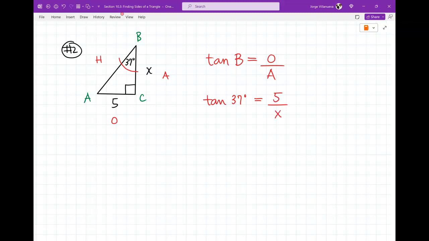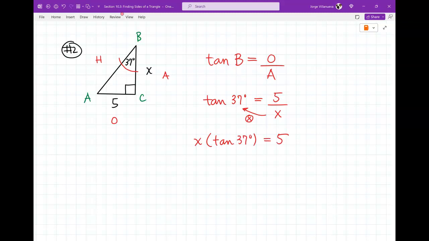So I'm doing this problem on purpose because if there's a tough one, it's this one, okay? Because it's not as easy as the other one. The other one had the variable on top of the fraction, a number on the bottom. All I did was multiply, and that was it. Here, x is on the bottom. When x is on the bottom, you're going to have to move it around, okay? So let me multiply by x. So it becomes x tangent of 37 degrees equals 5.